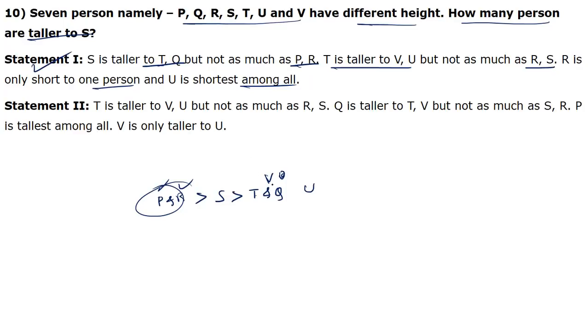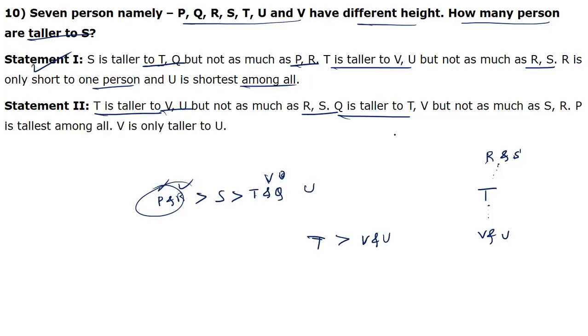Let's check statement 2 now. T is taller than V and U. See here, friends. T is taller than V and U, but not as tall as R and S. So T cannot be as tall as R and S.